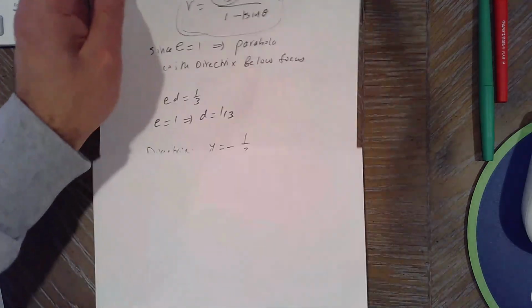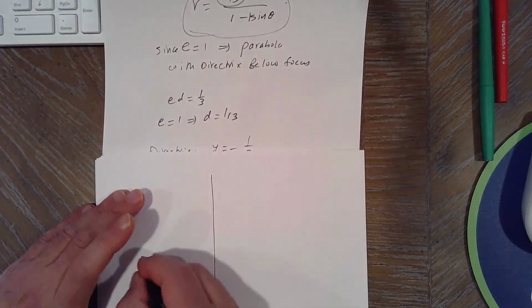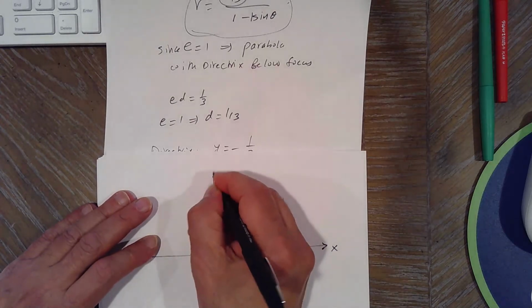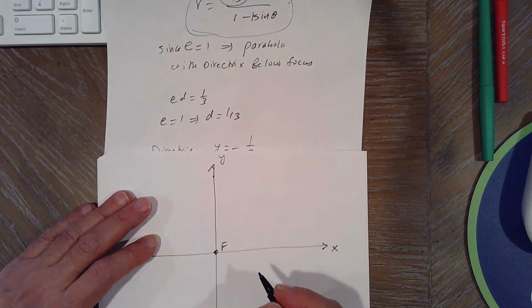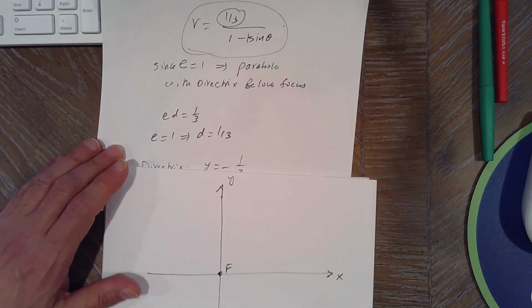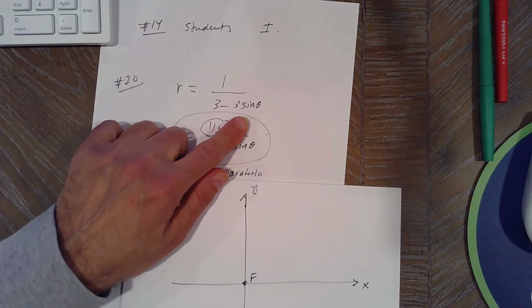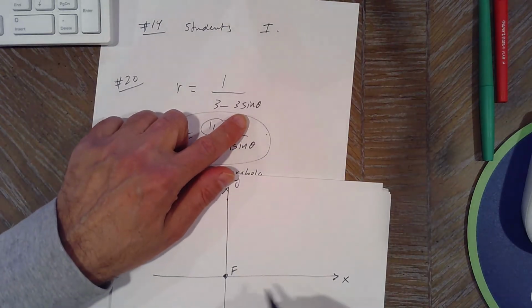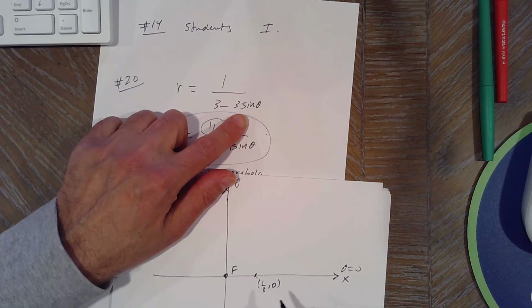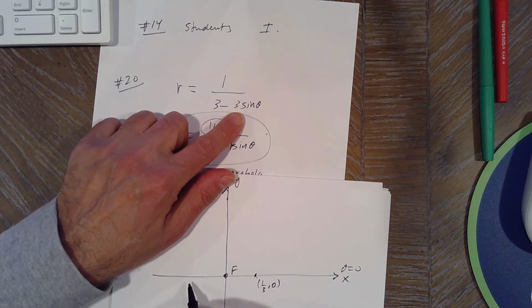So you have the focus at the pole, always, in this case, x, y. When theta equals 0, you get 1/3. So this is theta equals 0. r is 1/3. So say this is 1/3, 0. And when theta is pi, it's also 1/3.